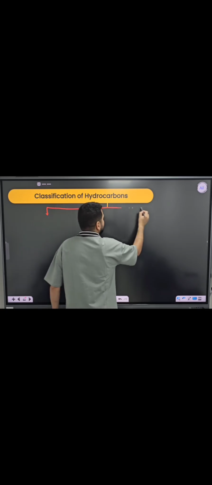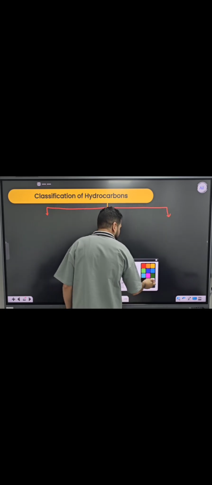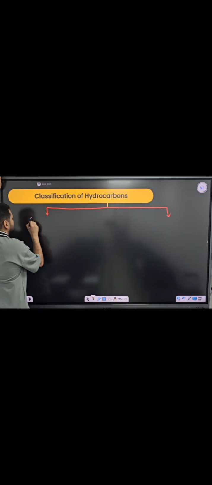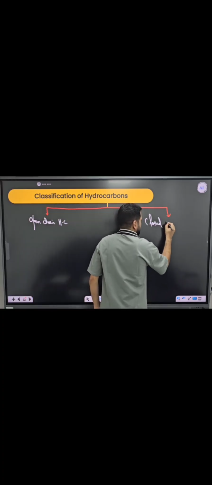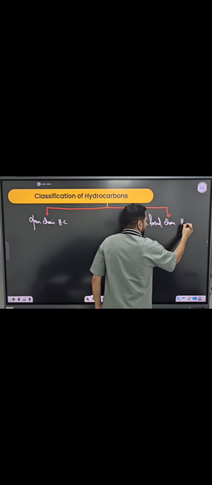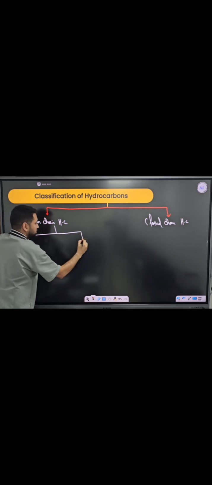Now look here, guys, how we actually classify these hydrocarbons. These hydrocarbons are generally classified into two categories. Category number 1 and category number 2. What is the first category? We call them open chain hydrocarbons, right? And the second one we'll be calling closed chain hydrocarbons, right? And guys, these open chain hydrocarbons are further classified into two categories.